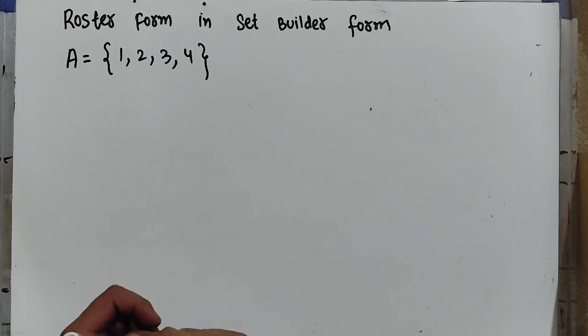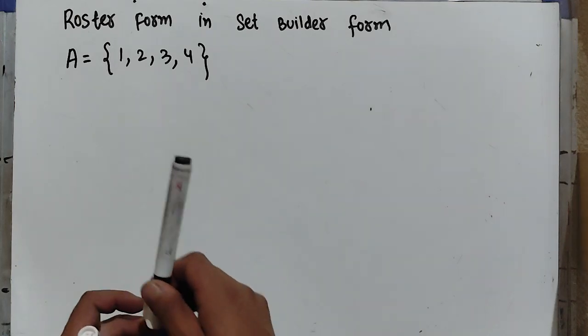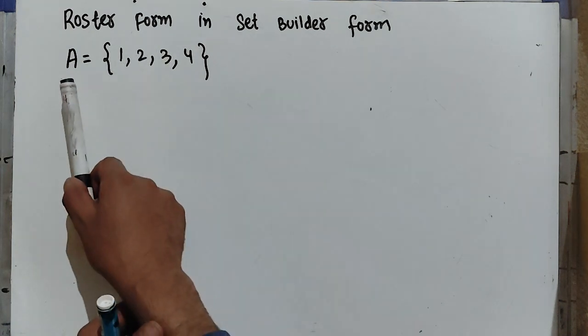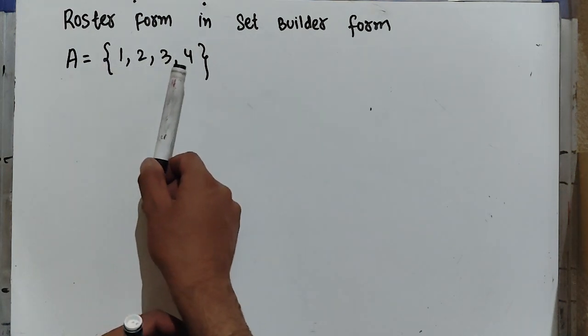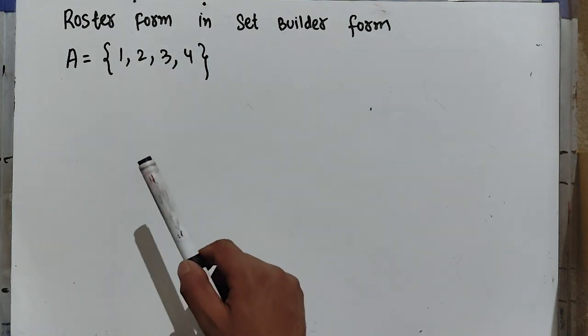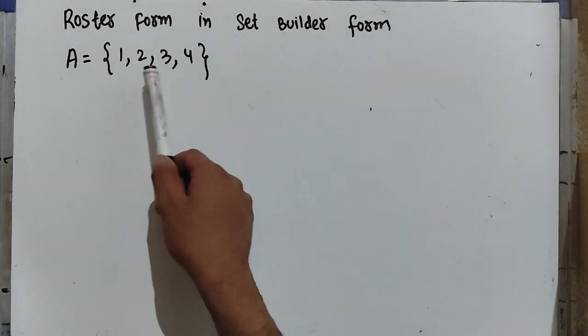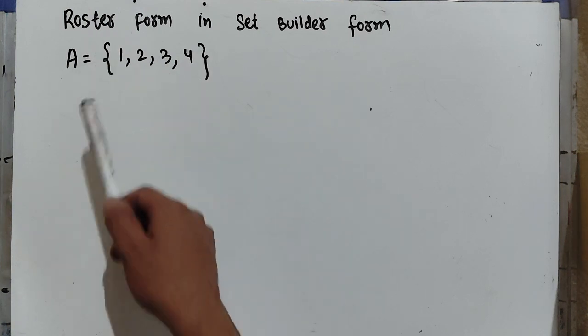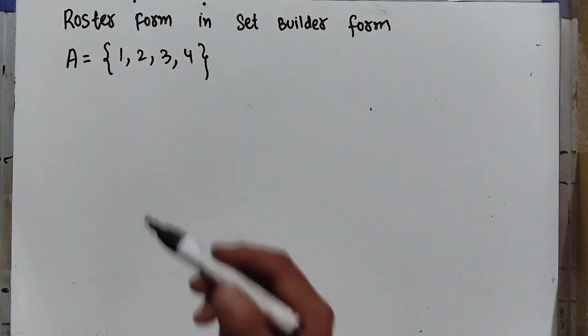Let us take some more examples of how to convert a roster form into set builder form. Suppose we have a set in roster form like this. A is a set containing elements 1, 2, 3, 4. So this is in roster form. In the roster form, we list all the elements of a set, separate them by commas, and enclose them with curly braces. This is roster form.